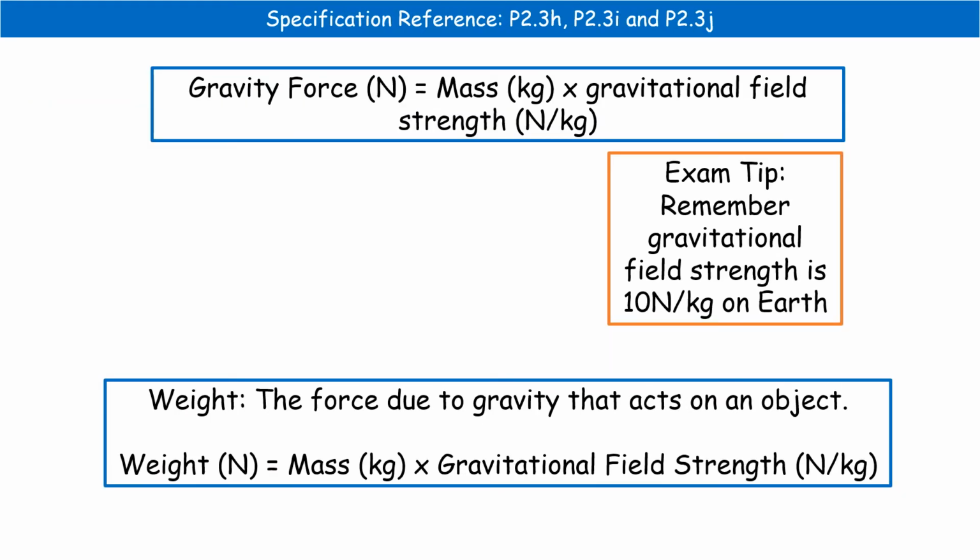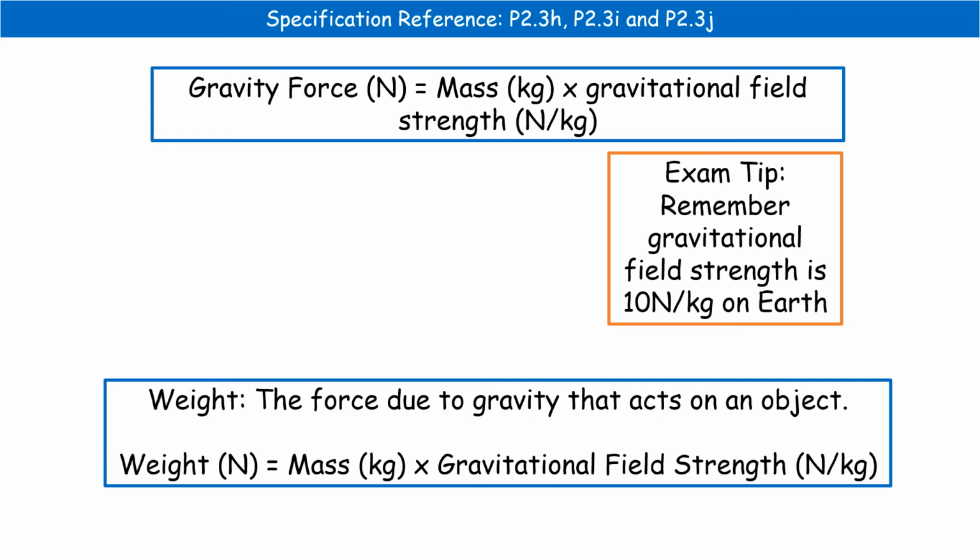It wouldn't be a physics booster without a calculation, of course, so here is the one for today. So gravity force is the mass times gravitational field strength. Now it is worth remembering that when we're talking about gravitational field strength here on Earth, that just has the value of 10. So 10 newtons per kilogram is the gravitational field strength on Earth. So if you had someone with a 60 kilogram mass, for example, 60 times 10, they have a gravity force of 600 newtons on Earth.